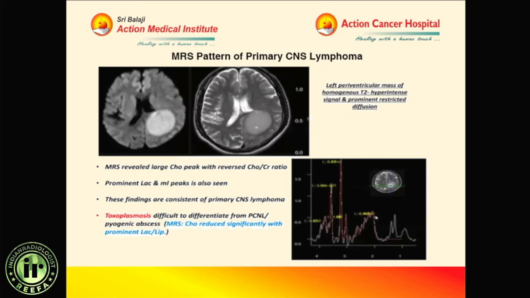Now, primary CNS lymphomas are difficult to diagnose, difficult to interpret when there is an immunocompromised state or we have toxoplasmosis. So what do we do? We see the diffusion imaging. Toxoplasmosis will not be so enhancing. The second thing is we can go in for the perfusion studies.